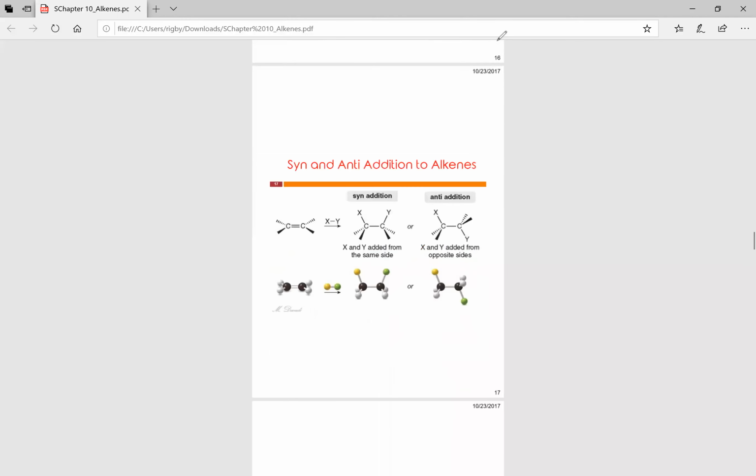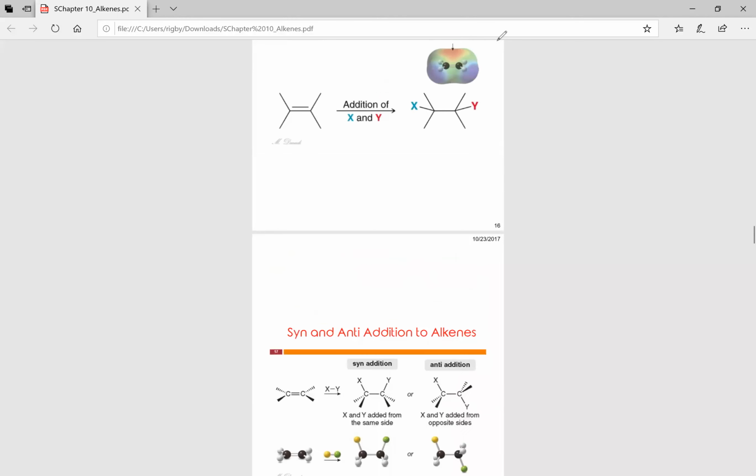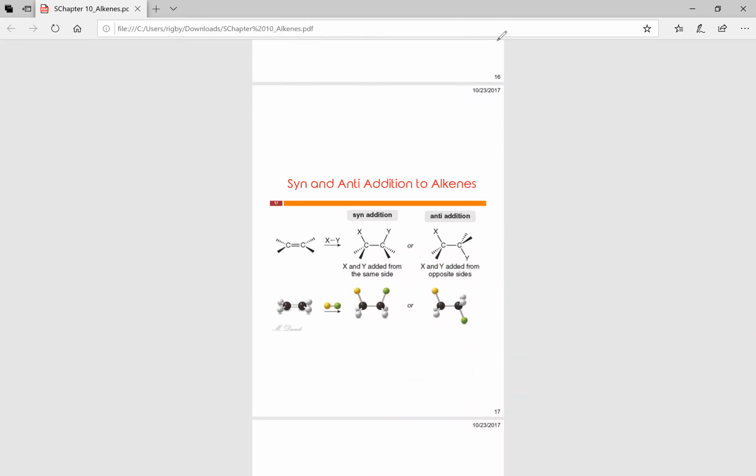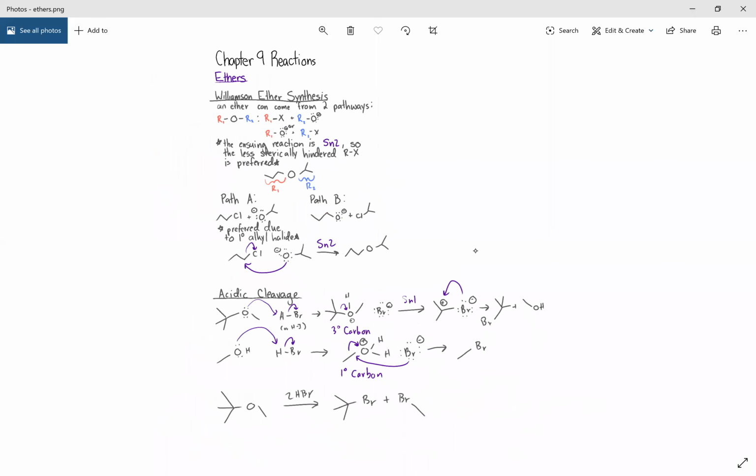So now let's talk about addition reactions. I'm going to switch my screens here really quickly, and I'm going to switch over to my personal document here.